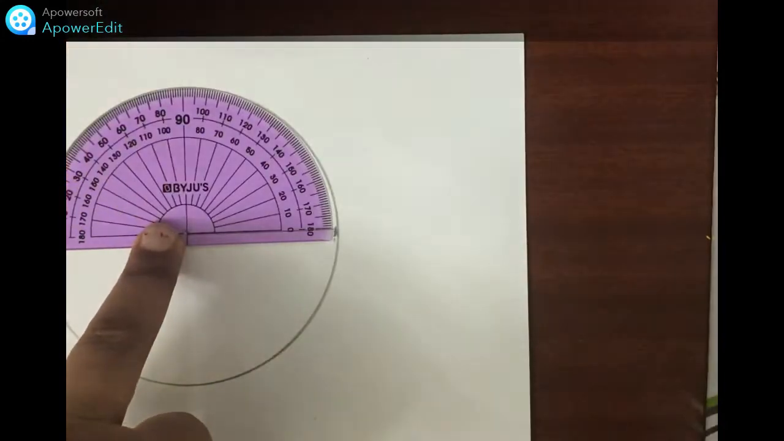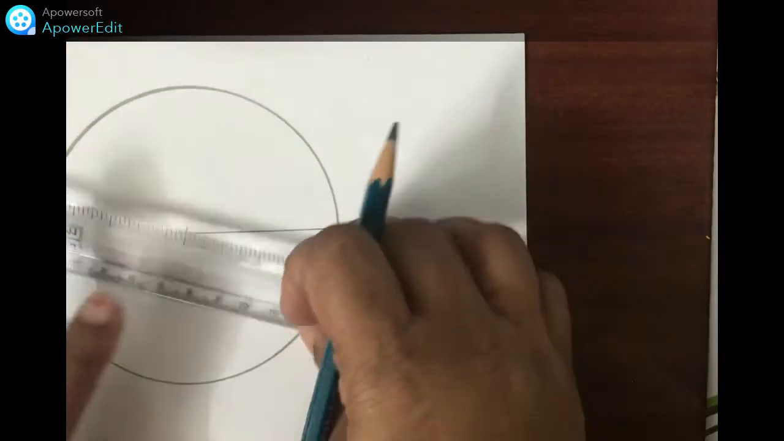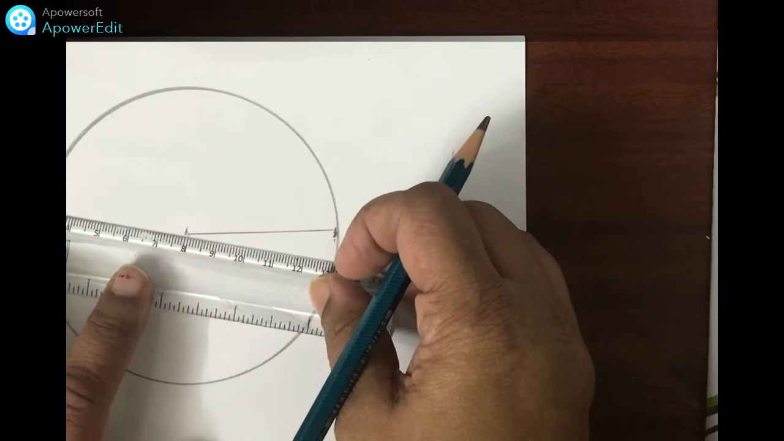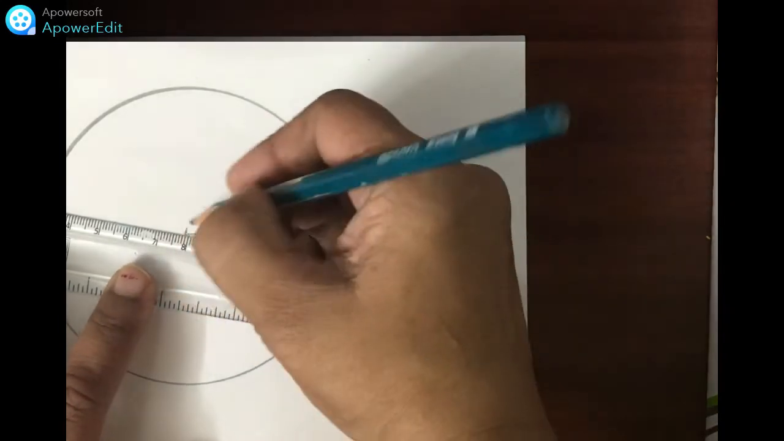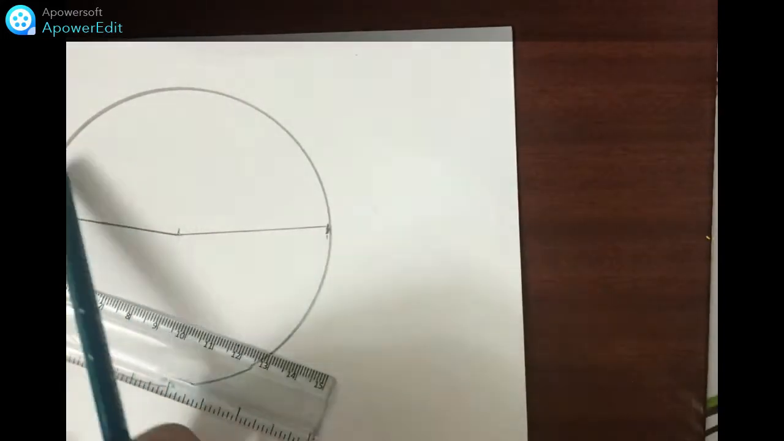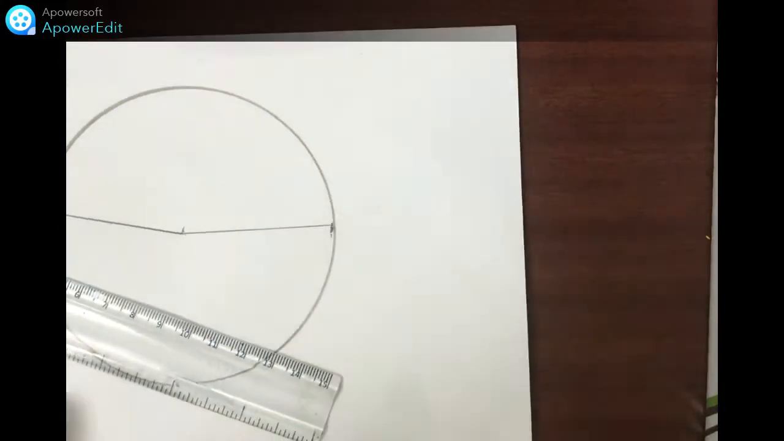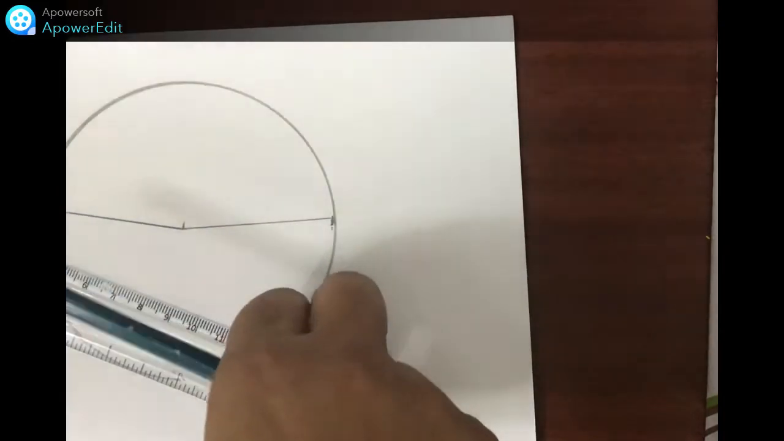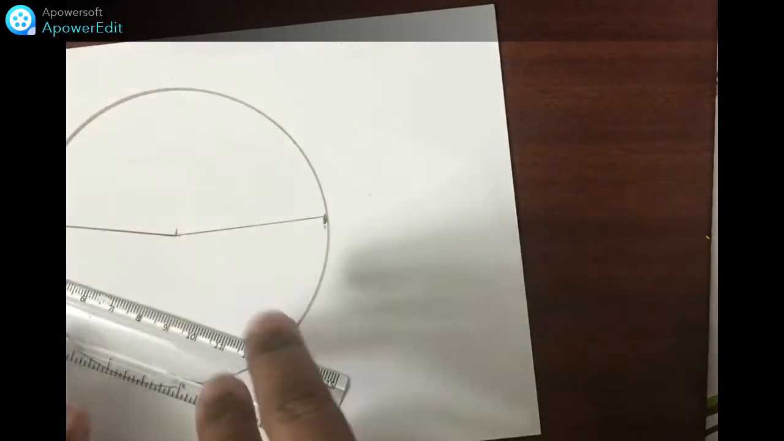So mark it there. Now you know that this is 168 degree. With the scale, join the center to that particular point to get an angle of 168 degrees. So this is your first sector of the category rent. Now the next value. The next value is 72.